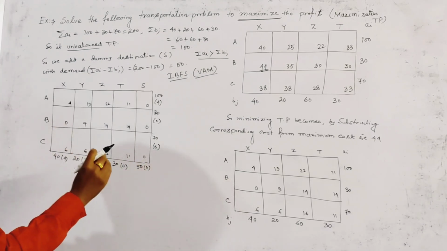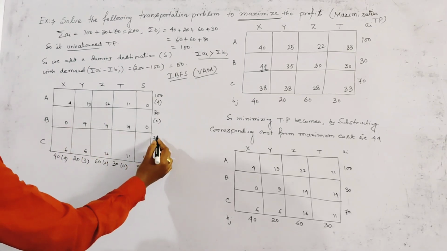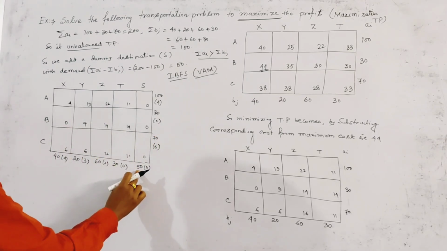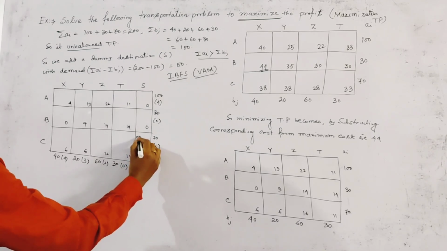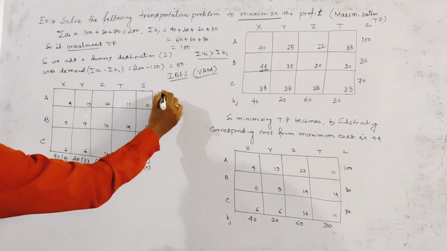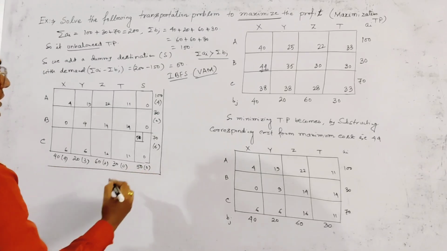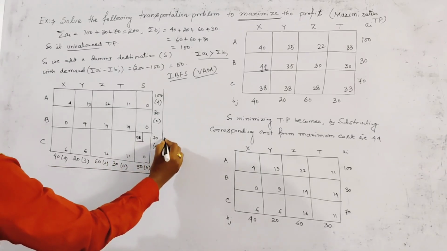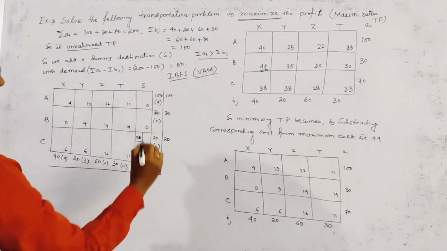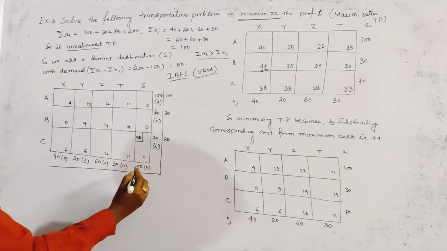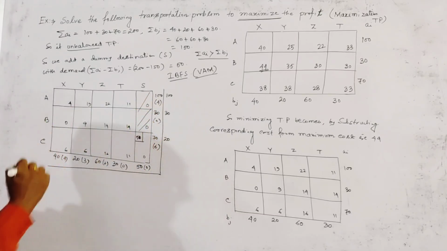So we try to allocate the maximum amount in this cell. Here capacity is 70 but demand is 50. So we allocate 50 units in this cell, right? And then we get the next iteration by taking 20 units, here 30 units, here 100 units. This column is exhausted, so this column may be crossed out.